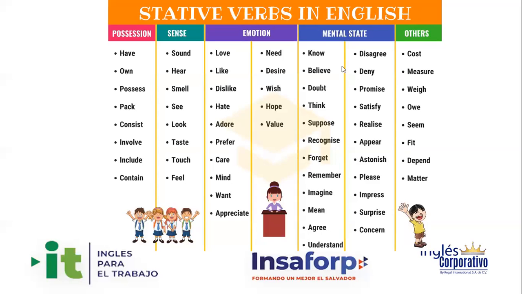Yes, teacher. They are called stative verbs in English. Estos verbos demuestran un estado. ¿Sí? And we have like possession, sense, emotion, mental state, and other. Por eso se llaman así. Ellos están clasificados de esa manera. But let me focus on emotion. Vaya, enfoquémonos en emociones, para no ir muy lejos.